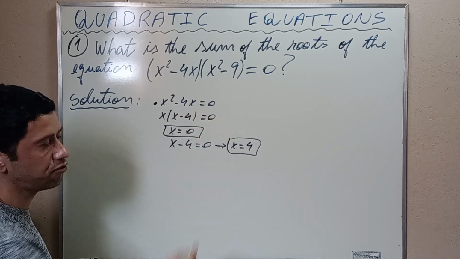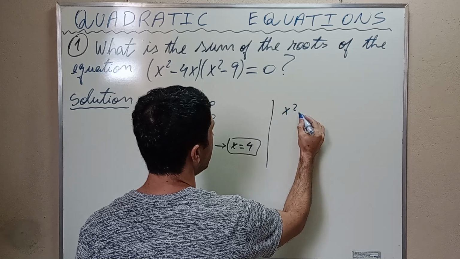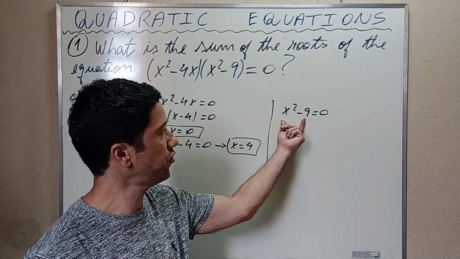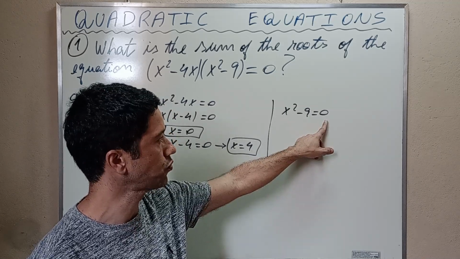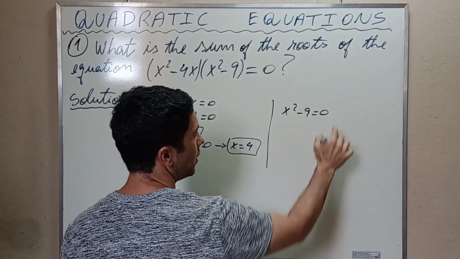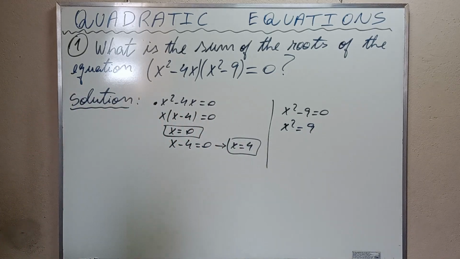Okay? Let's do the same for this. x squared minus 9 equal to 0. We have something here, and this something is equal to 0. We can pass this 9 here. x squared is equal to 9. Now, it is not equal to 0 anymore. x squared is equal to 9. We have two values for which this statement is true.